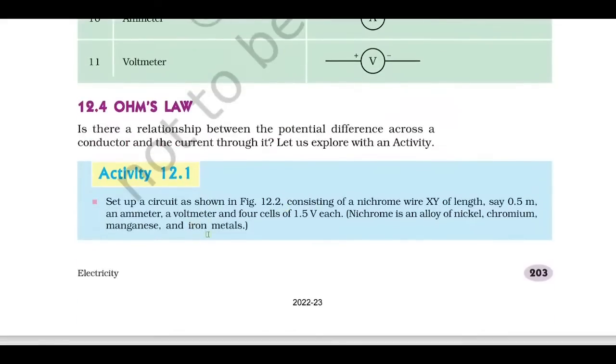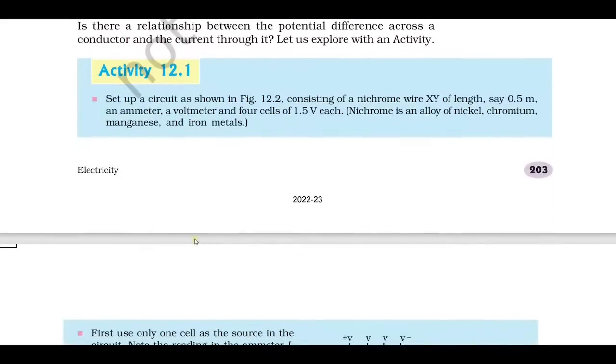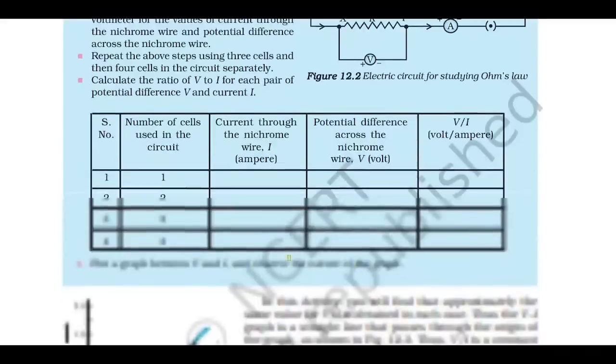Ohm's law. In Ohm's law, if a table is given, you can calculate the value of resistance. That is, R equals V by I. For all the values, the resistance will be the same. Or you can plot the graph and find out the value. Roughly you can plot and find it out.